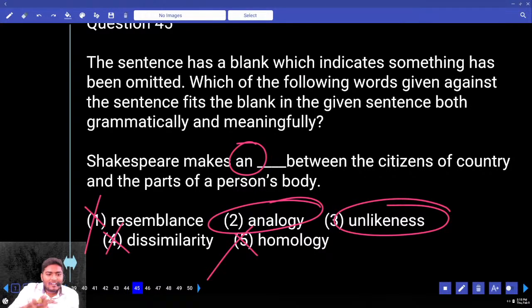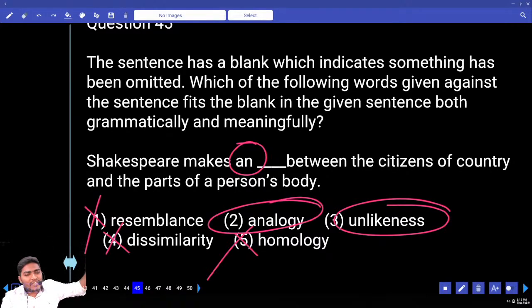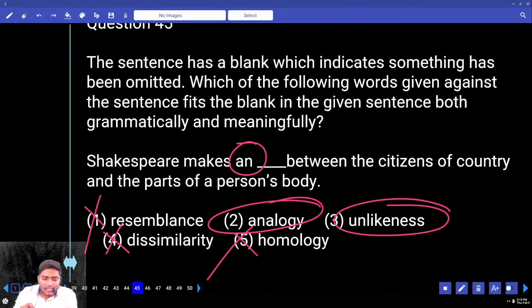So here, now what he is making is, he is making some comparison between the citizens of the country and also between the parts of a person's body. He is making some comparison here. Now we need to use one word. Now that word must be analogy or that word must be unlikeliness. Now which comes with the meaning of comparison and which comes with the meaning of not comparison?